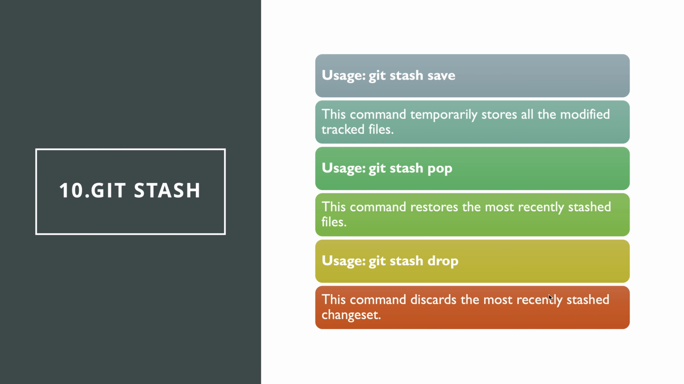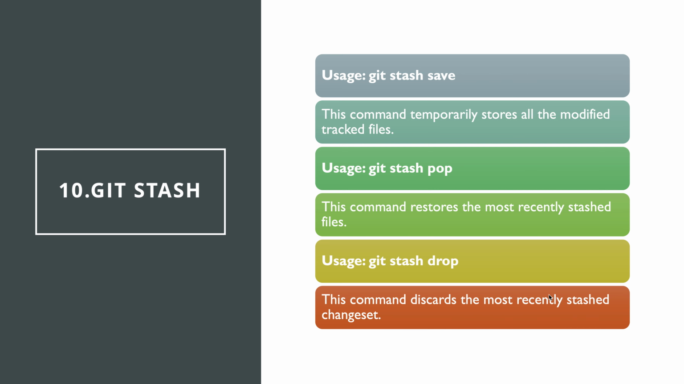For that, for all the changes that you have made so far, we can provide the command git stash save. It will temporarily store all the modified tracked files, and once you have made the changes elsewhere, you can come back to this branch and provide git stash pop. This command restores the most recently stashed files. Otherwise, if you don't want to work anymore on that, you can simply provide the command git stash drop.